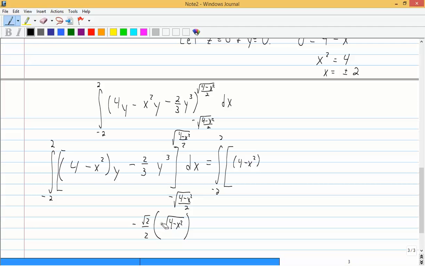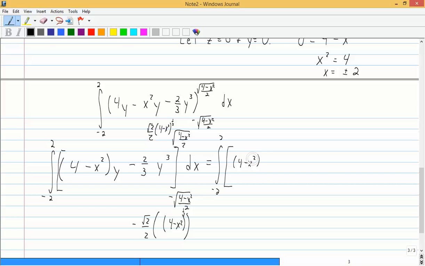You could even take that a little bit further, and instead of having that square root, write that to the 1/2 power. And so this top boundary would just be square root of 2 over 2 times 4 minus x squared to the 1/2 power. That might make that a little bit easier for us to calculate if we do that.